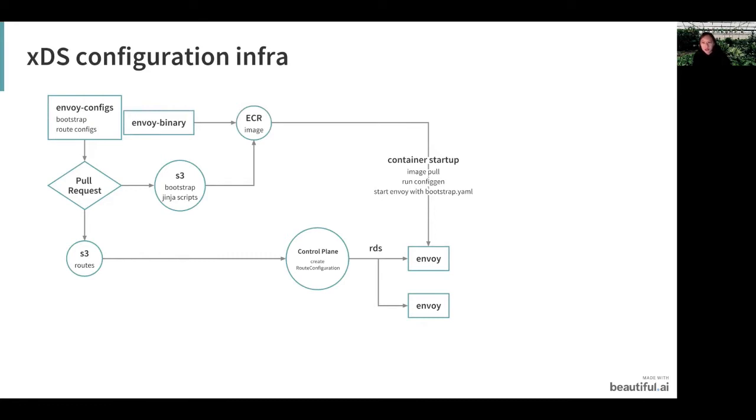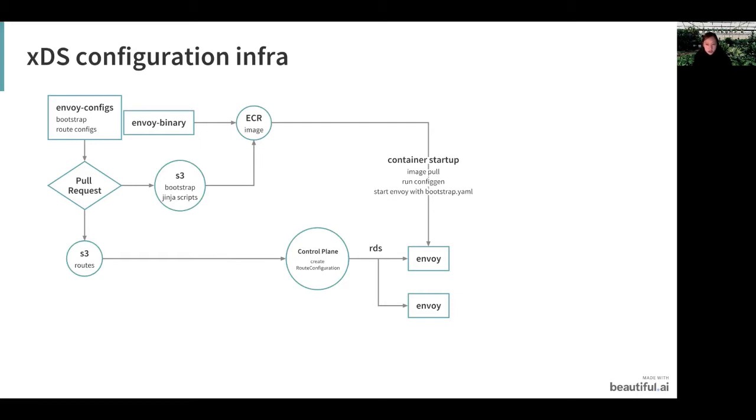The bootstrap config is configured to request XDS from our control plane. Meanwhile, the routes and clusters, which are stored in S3, are fetched by the control plane, which creates the respective route configuration and cluster objects to send via XDS to the sidecars.